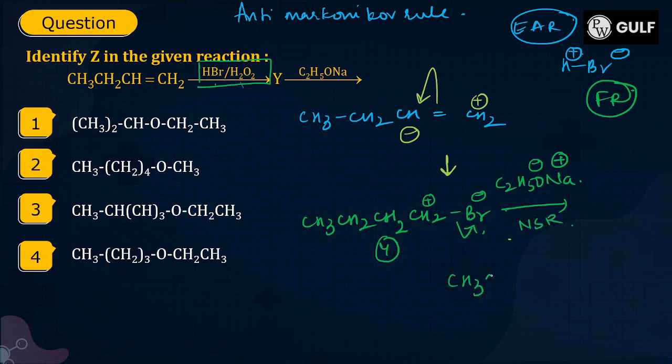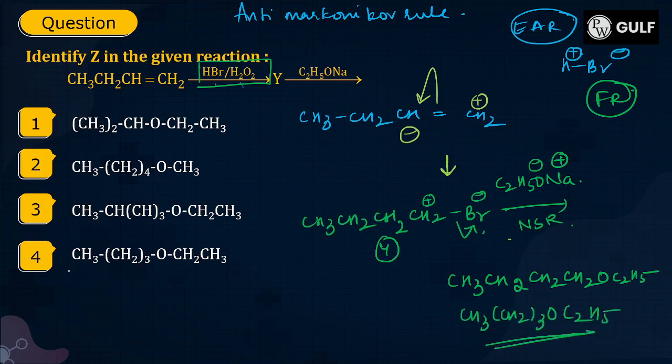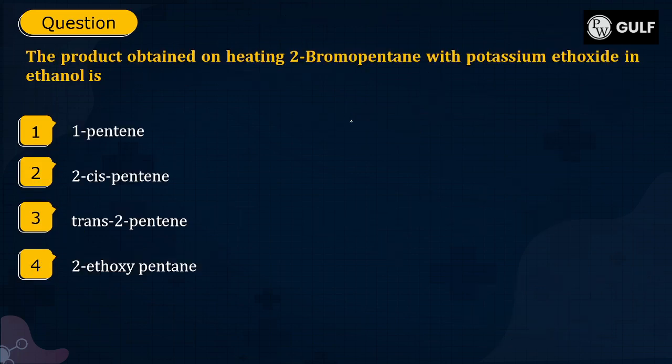As a result, you will get CH3CH2CH2CH2OC2H5. Basically, we are getting an ether. I can also write this as CH3CH2 taken thrice, O C2H5, which happens to be our fourth option. There we go. Moving on to the next question, beta.